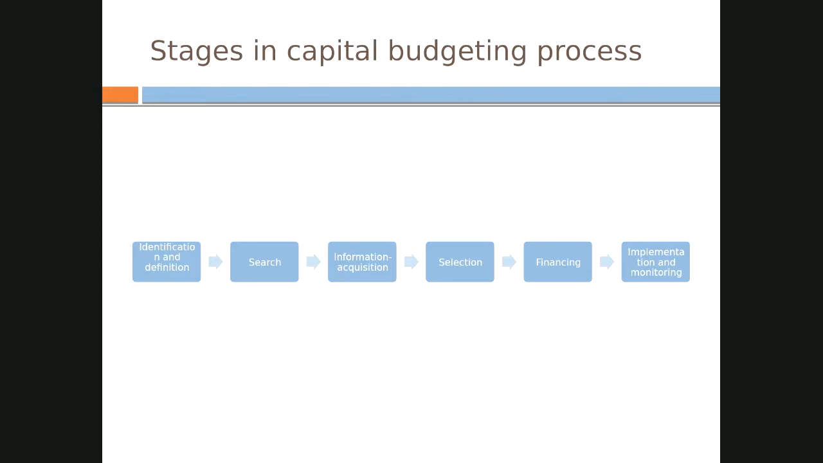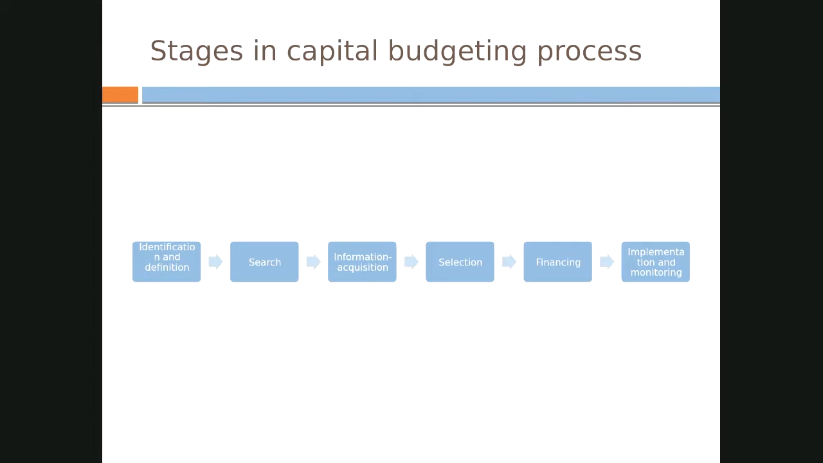Okay, first, identification and definition of the capital investment proposal. So this should be based on the strategies of the firm set in the strategic planning. Then after identifying the different possible projects, you will search for the asset, and later on you need to acquire different information. So information with regards to the cash flow, for example, the suppliers, and the different types of expenses that will be involved. You also need those in making the capital investment evaluation.